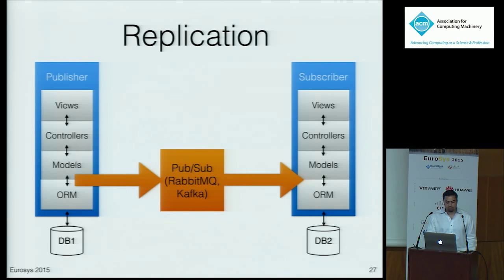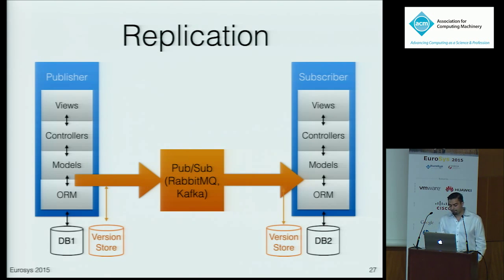Synapse implements those consistency semantics by transparently intercepting all read and write queries to the database, inferring accessed objects, and versioning them. The objects' versions are stored in a separate version store per service. In our implementation, we use Redis. And finally, Synapse is fault tolerant. In a nutshell, Synapse does two-phase commits all the way from the publisher to the subscriber.